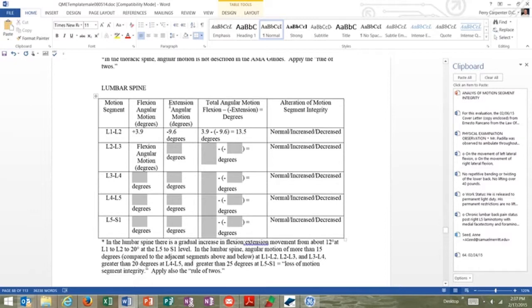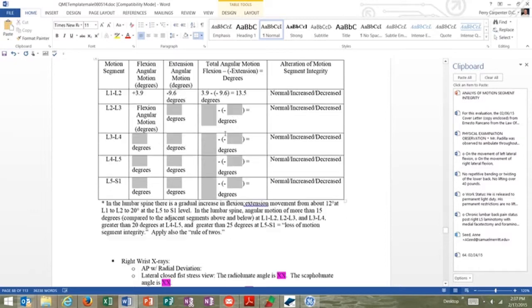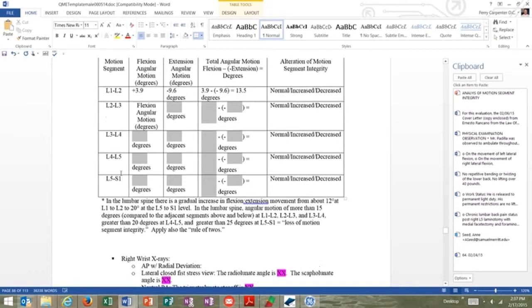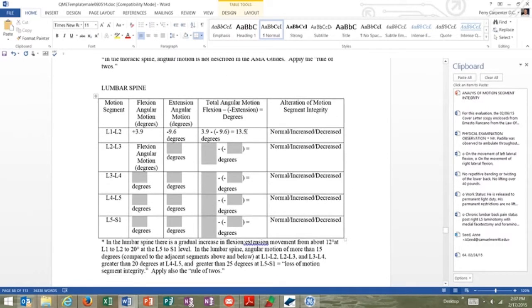the extreme of extension. Now, according to the AMA guides, in the lumbar spine, there is a gradual increase in flexion extension movement from about 12 degrees at L1, L2. Look at that, about 12 degrees. Well, we came up with 13.5, so I'm going to go ahead and say that that looks to be pretty much normal. Okay? All right, what about L1, L2?